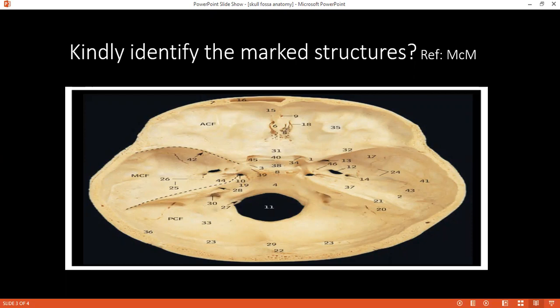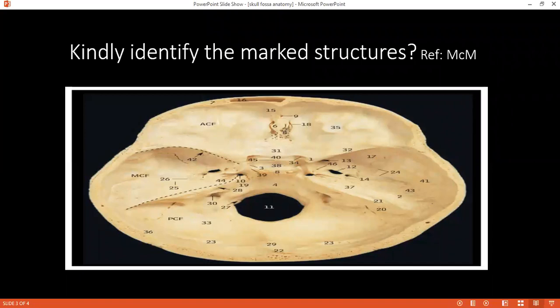Can you tell me the boundaries of the posterior cranial fossa, please? Anteriorly, posteriorly, laterally, superiorly, and inferiorly. The anterior border is formed by the clivus and the petrous part of the temporal bone. The lateral border is formed by the squamous and the mastoid part of the temporal bone. The posterior part is formed by the occipital bone. The roof is formed by the tentorium cerebelli, and the floor is formed by the foramen magnum.